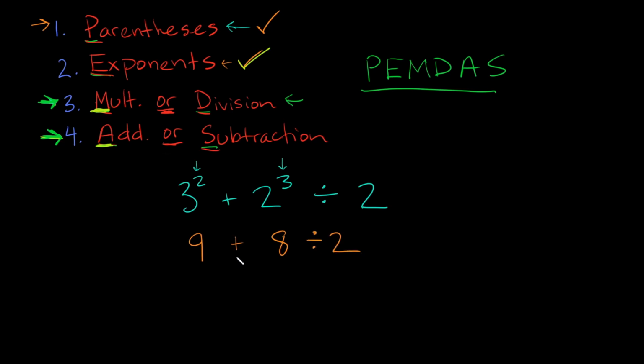Okay, so I'm left with addition and division. Which one do I do first? Well, division comes before addition, right? So I'm going to do division now. 8 divided by 2, that's equal to 4. Now I'm going to bring down this 9 plus. So we're left with just 9 plus 4, which is equal to 13.